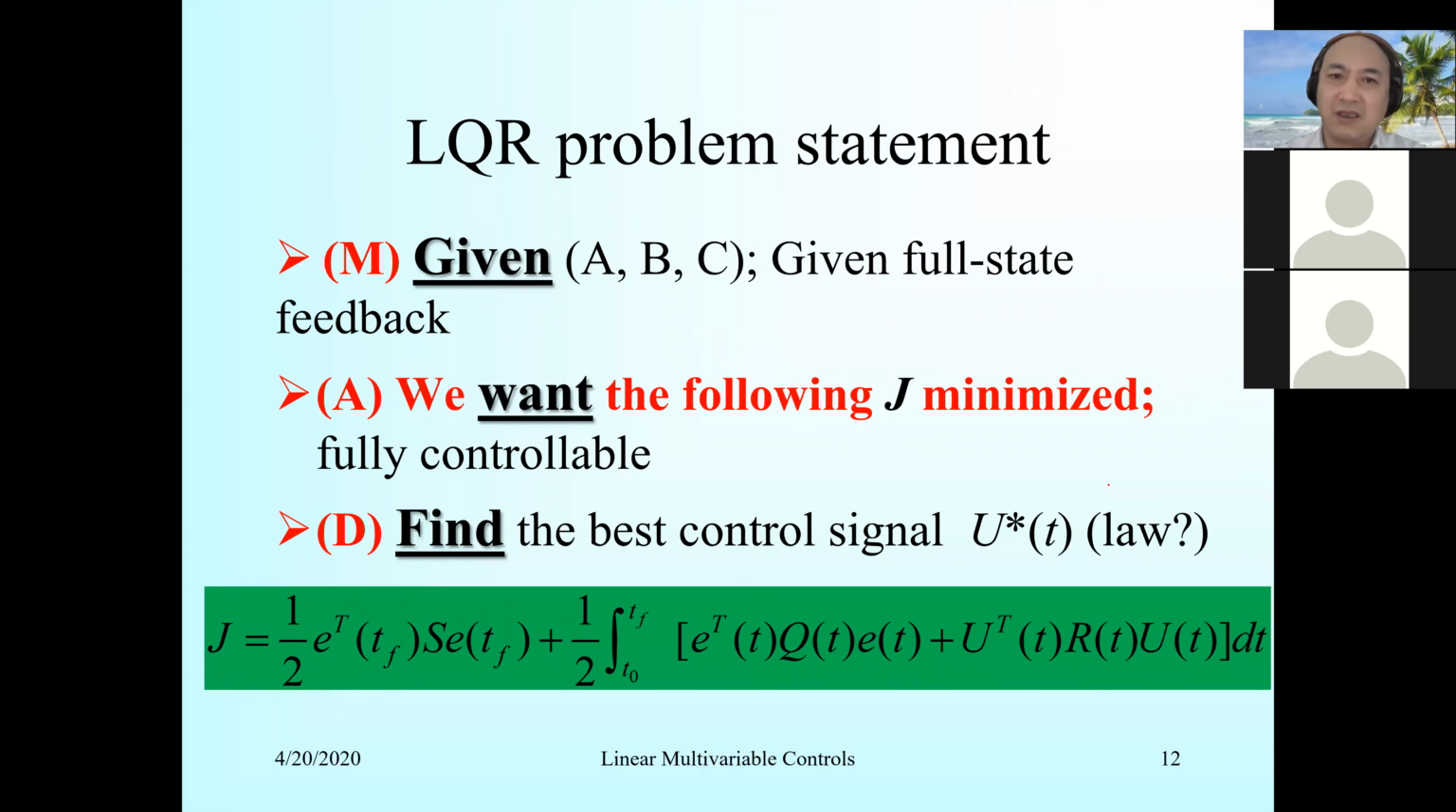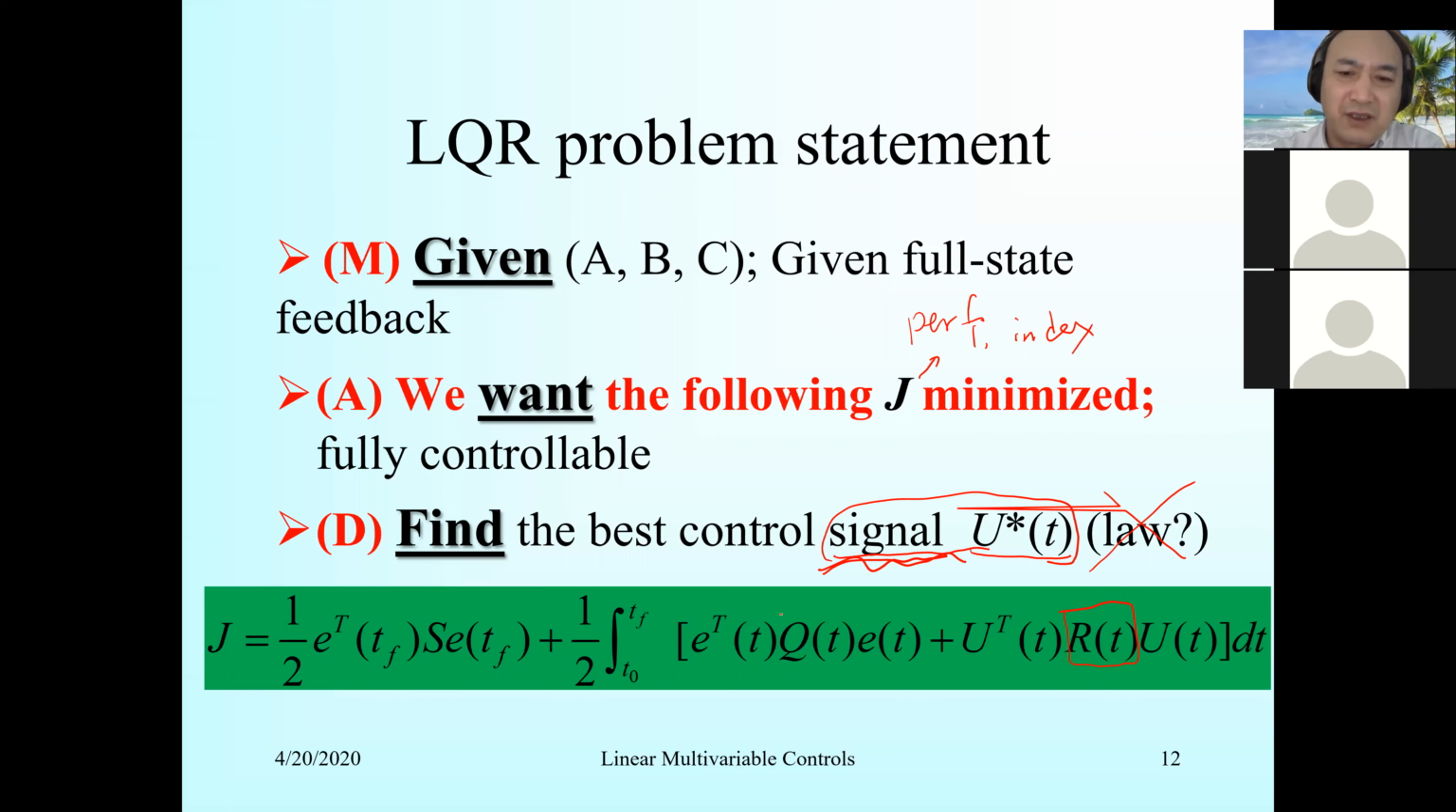But today is different. From the MAD point of view, it says: given A, B, C, given full state feedback, I want to make this J, which is called the performance index, minimized, and we assume it's fully controllable. So here, find the best control signal. I'm saying signal; we are not talking about law yet. We're talking about the signal u star of t. So here, this is my control signal. This is positive definite. It could be R of t, but could be constant.